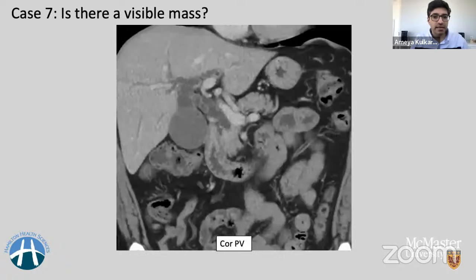Let's look at the next case. Case number 7. Is there a visible mass? If you remember, this was one of the patients which I showed in one of the images before. This is a coronal portal venous phase. You do see dilated ducts with abrupt cutoff.